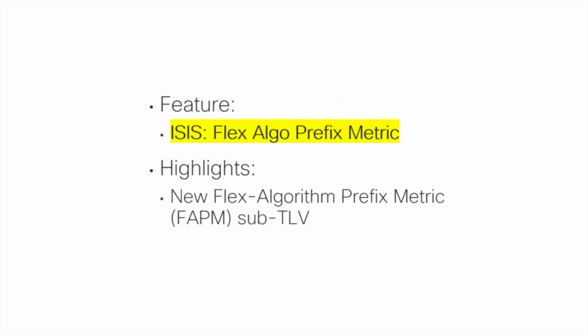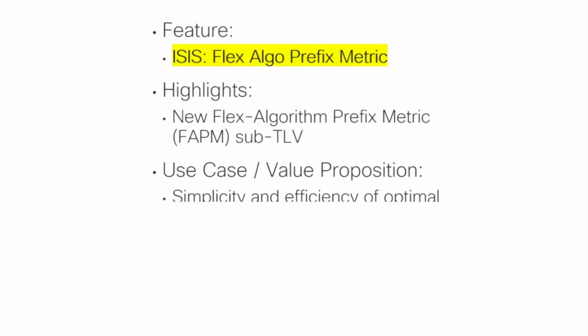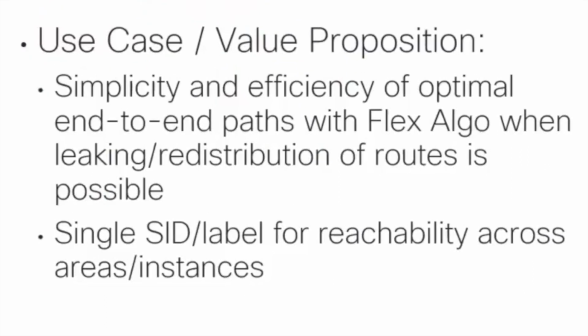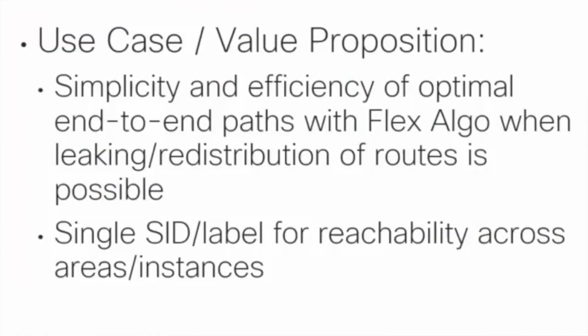Many of you are aware that we have been shipping FlexAlgo for quite a few releases already. In 7.2.1, we introduced the latest enhancements to FlexAlgo, where we have implemented a new FlexAlgo prefix metric sub-TLV. What that allows me to do is to benefit from the simplicity of FlexAlgo, even in a multi-domain or multi-level environment, where, by having propagation between levels or redistribution between domains, I have an optimum end-to-end path computed by the IGP.